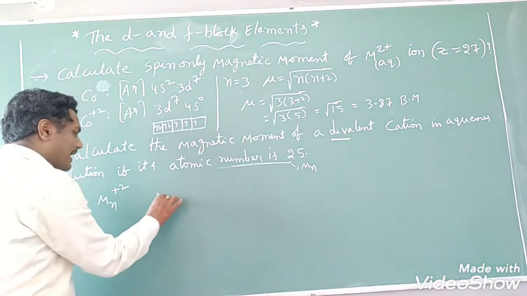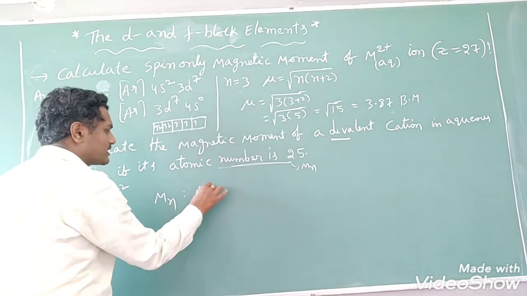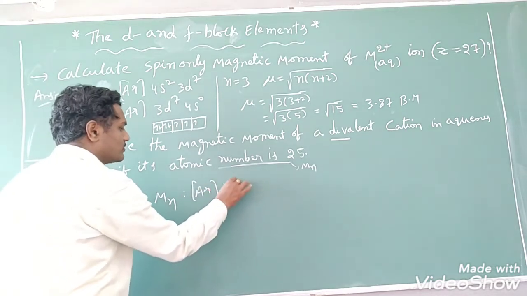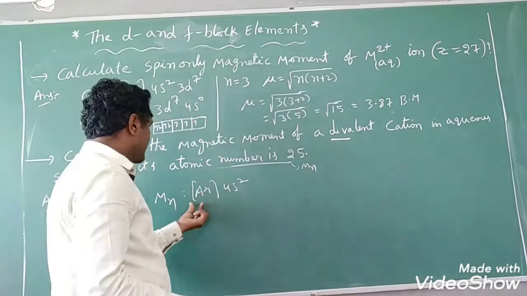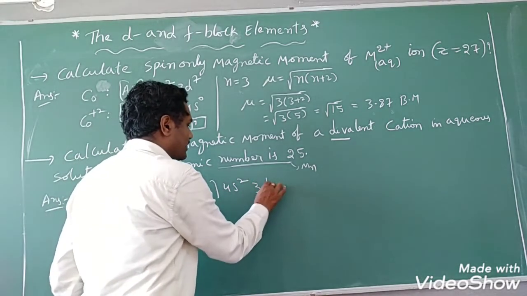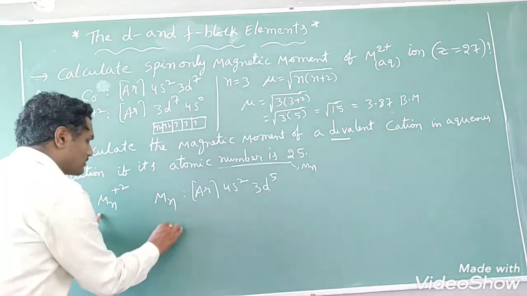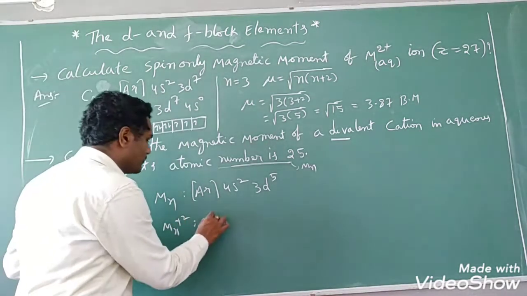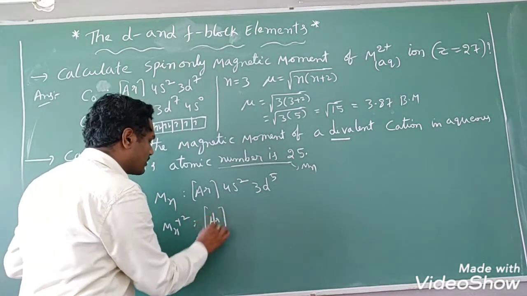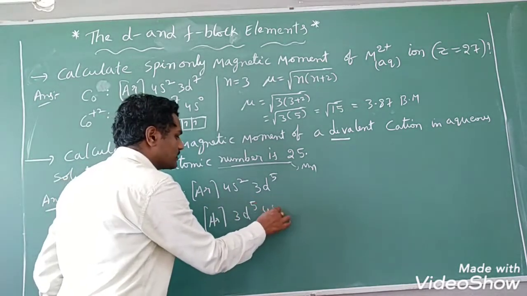We know already that manganese atomic number is 25, means its electronic configuration is argon 4s2. Argon means 18, 18 plus 2 is 20. Next 3d5, right? Yes, 3d5, 25. It loses 2 electrons in Mn+2, from the last shell, that is the fourth shell. So its electronic configuration becomes argon 3d5 4s0.